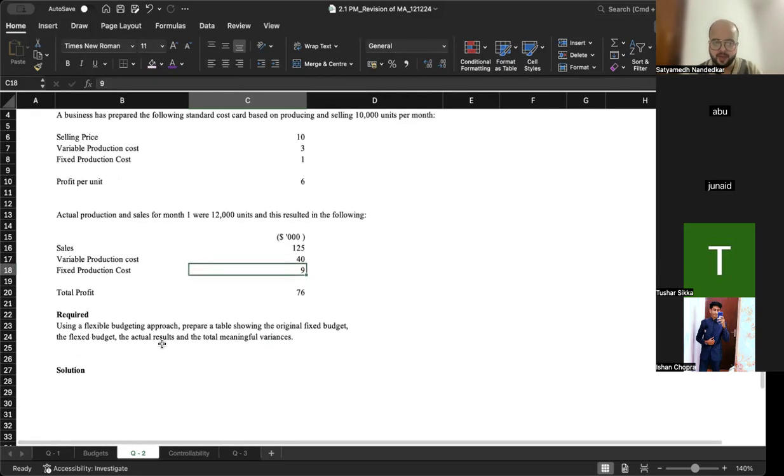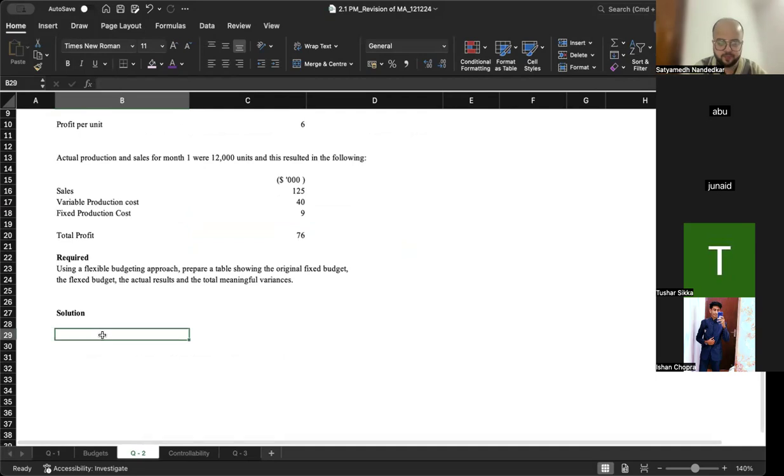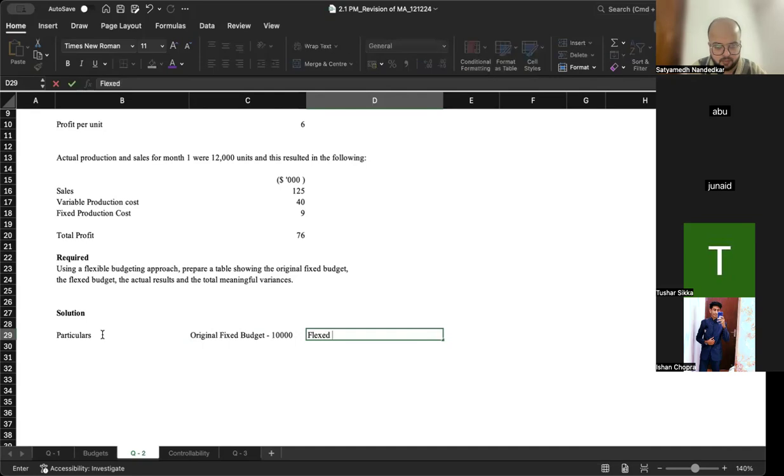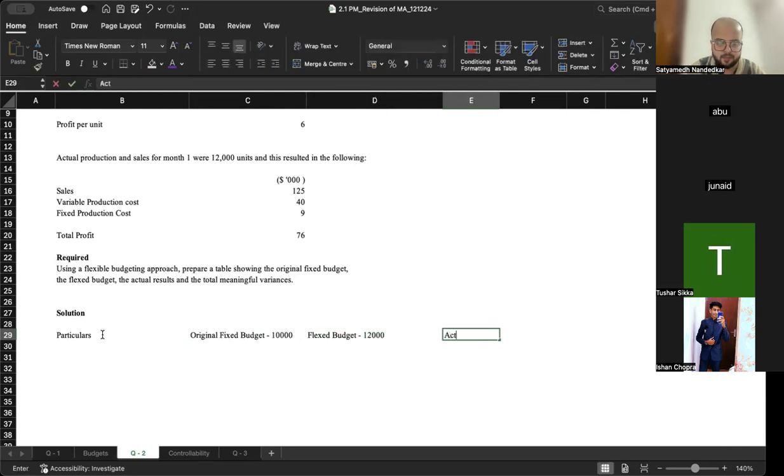Let's see how to prepare the original fixed budget and the flexed budget. So, particulars, original fixed budget 10,000, flexed budget 12,000, 12,000, actual numbers 12,000, and then variances.